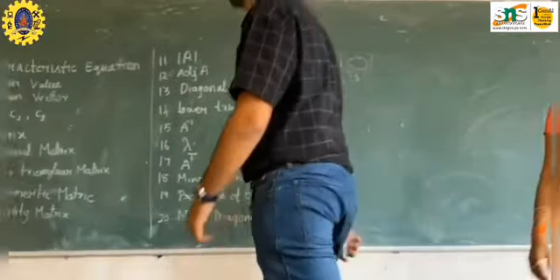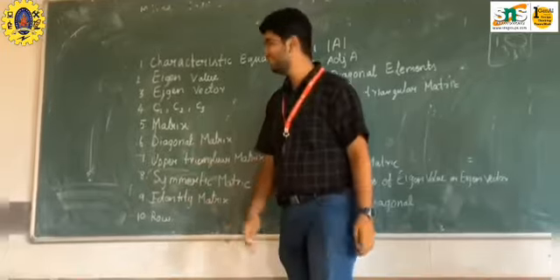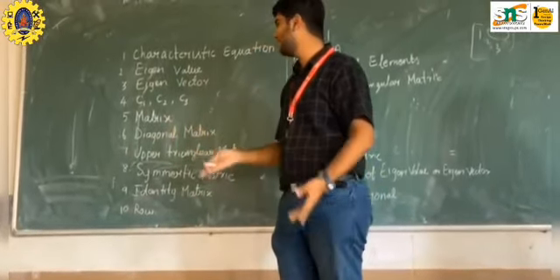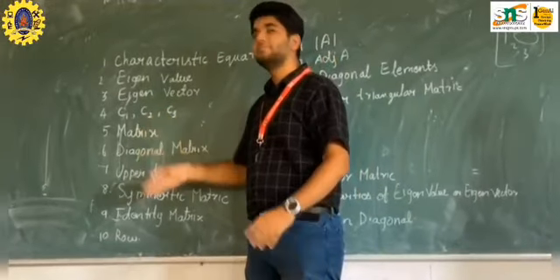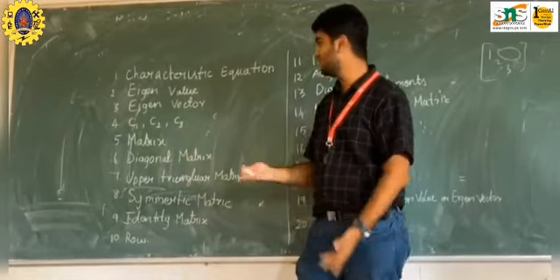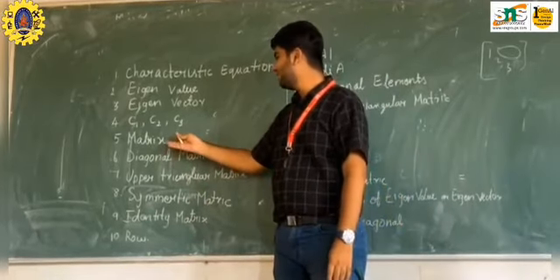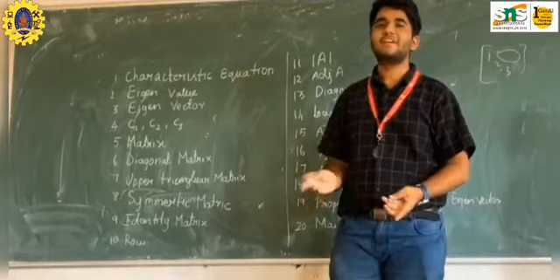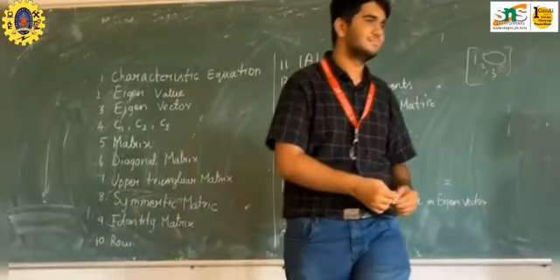Anyone come and say what is C1, C2, C3. I am going to explain about C1, C2 and C3. C1 is the sum of the leading diagonals of the given matrix. C2 is the sum of the minors of the leading diagonals of the given matrix. And C3 is the determinant of the given matrix. A matrix is a rectangular array of elements arranged in rows and columns.